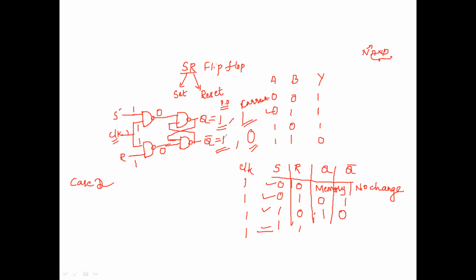This is a contradiction. That means you cannot have Q and Q bar as equal. Always Q should be the complement of Q bar. So the meaning of this is that we cannot make use of this combination of inputs in the case of an SR flip-flop. If S is equal to 1 and R is equal to 1, this condition we call an invalid condition. That means we cannot make use of this combination of inputs in an SR flip-flop. I can have S and R as 0, 0, 0, 1, 1, 0 and not 1, 1. I hope you understand this. Thank you.